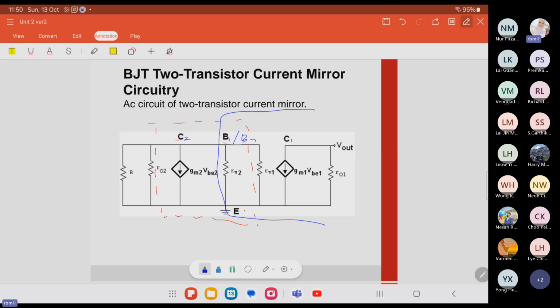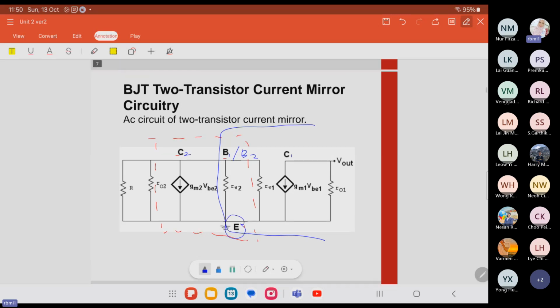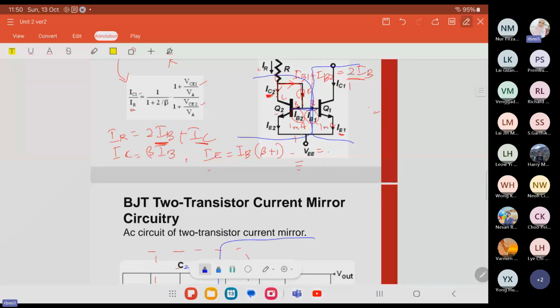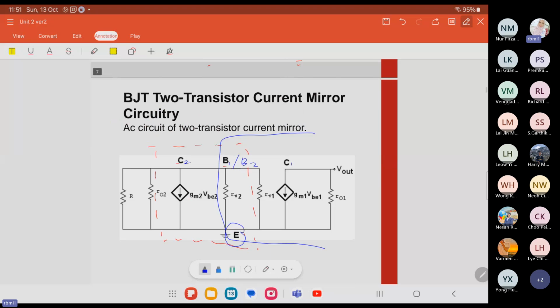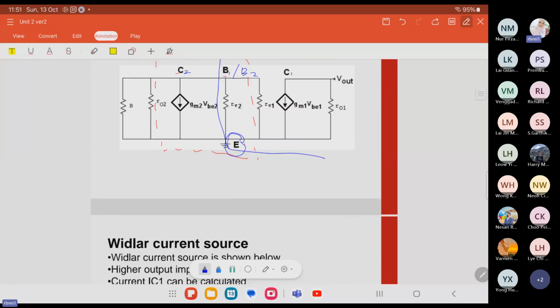Okay, we can draw it like this. And the same goes with E. This one is E for 1, and this is E for 2. Then they connect to the ground together, meaning they have the same node here. That is why we have the same E only for Q1 and Q2.